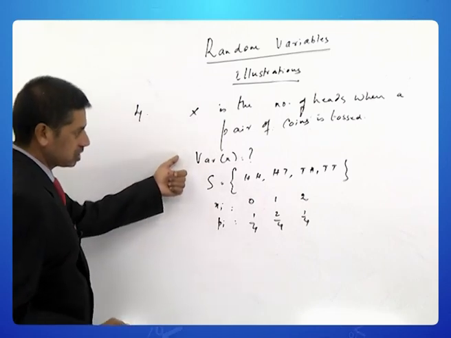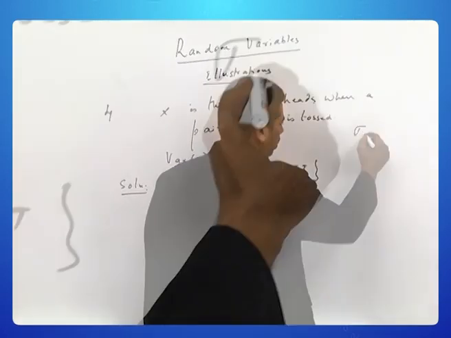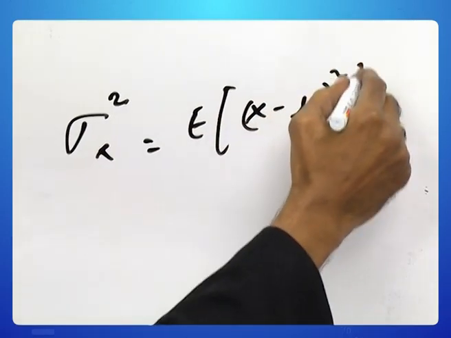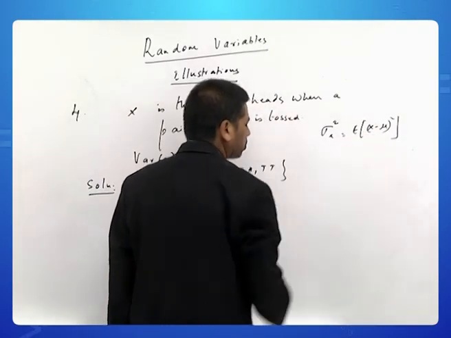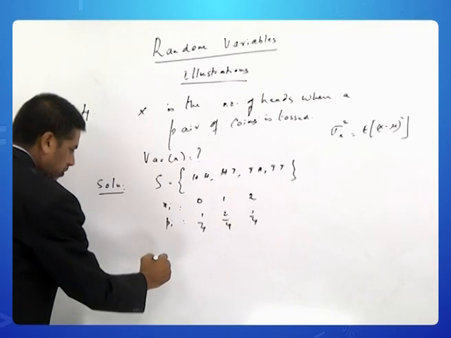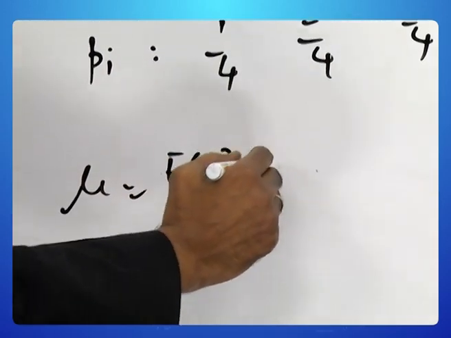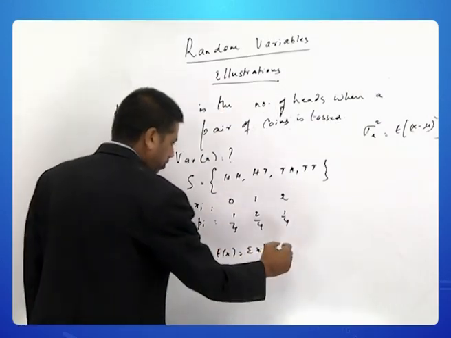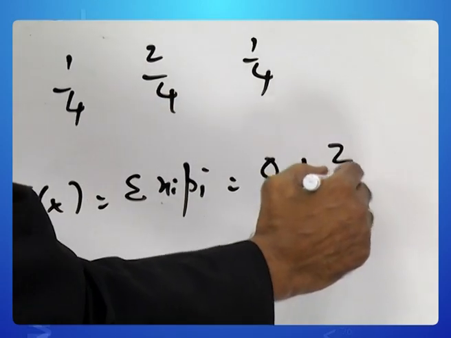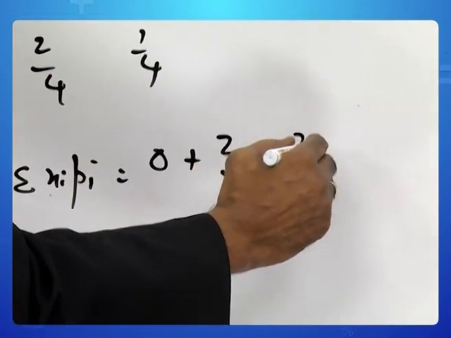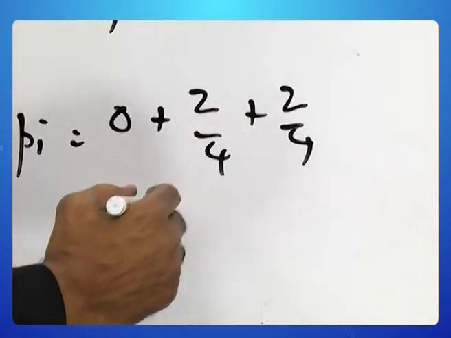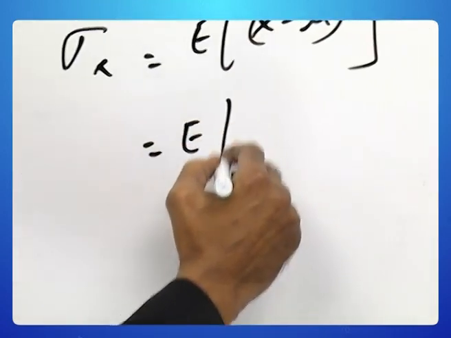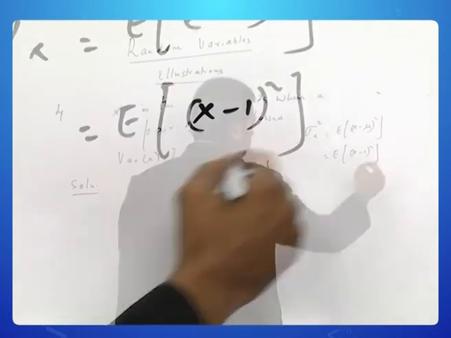What we want is the variance of x. So variance of x is nothing but the expectation of (x minus mean) whole squared. But first we must calculate the mean. So we calculate the mean, which is the expectation of x, as summation xi pi. So 0 into 1 by 4, plus 1 into 2 by 4, plus 2 into 1 by 4. So this is 2 by 4 plus 2 by 4, which is equal to 1. So in the variance, we will have (x minus 1) whole squared.